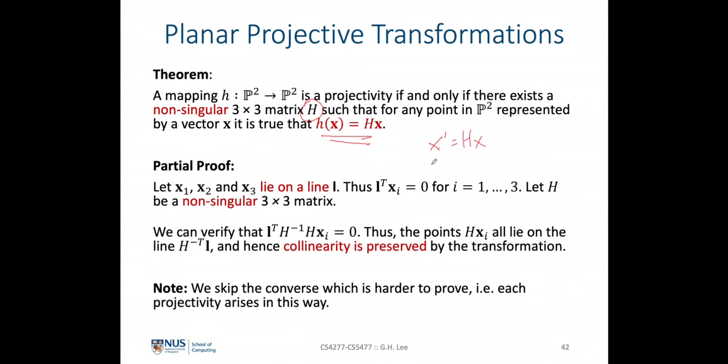Both x and x prime must be in the 2D projective space, and H here must also be an invertible entity. Well, we'll skip the full proof.